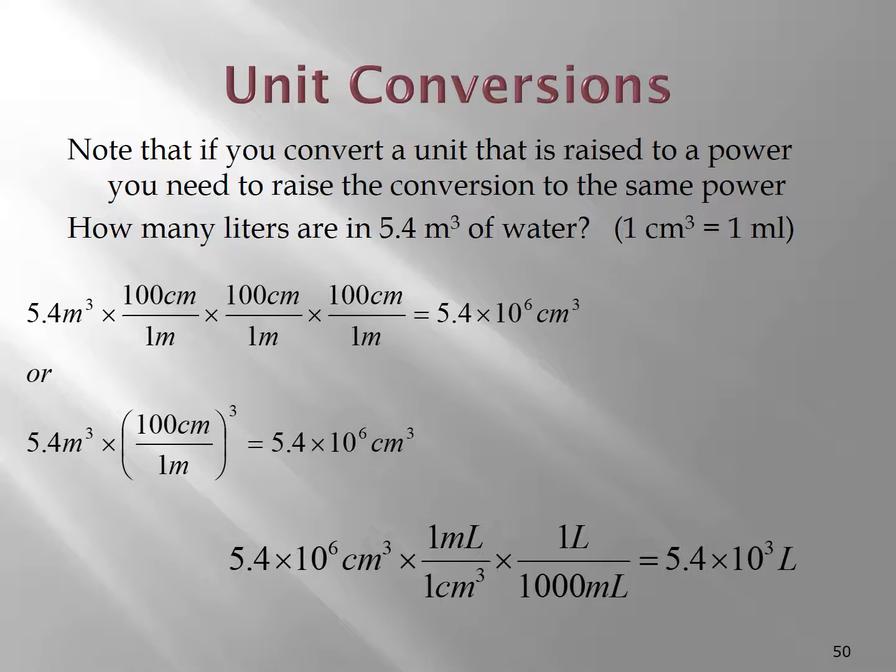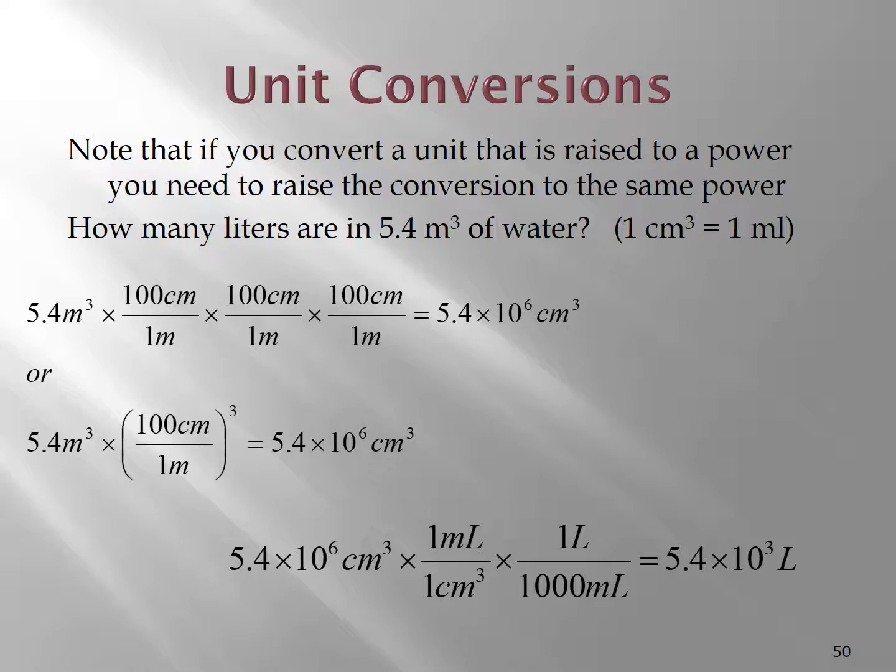So if we take that 5.4 meters cubed, notice that every time I convert meter to centimeter, remember I have a cube, and so I have to convert each length, each time I have to convert meter to centimeter 3 times. So meter cubed, 1 meter equals 100 centimeters. The next meter also converts to 100 centimeters, and the third meter also converts to 100 centimeters. So my answer will be 5.4 times 10 to the 6th centimeters cubed.